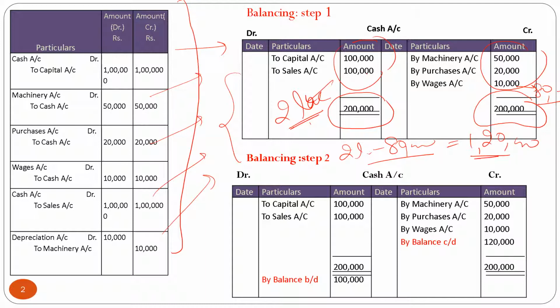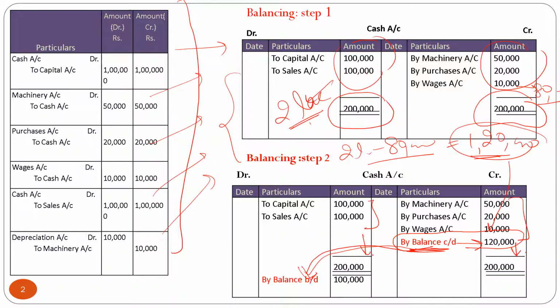Now against the difference amount, that is 1 lakh 20,000, we write balance CD, so that we can make the total equal. Now the total comes to 2 lakh. In the next step, this balance CD will become the balance BD. Balance CD means balance carried down and balance BD means balance brought down. This balance CD will become the balance BD in the next year.